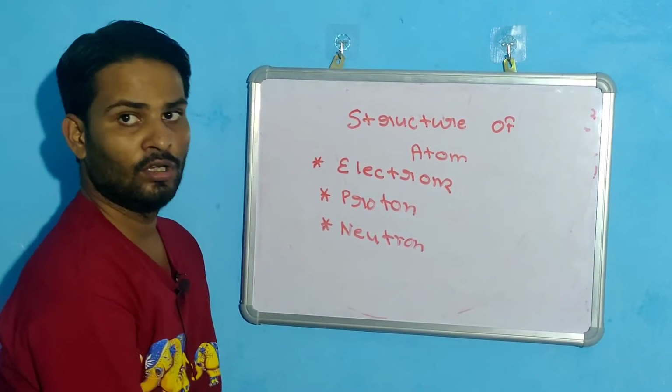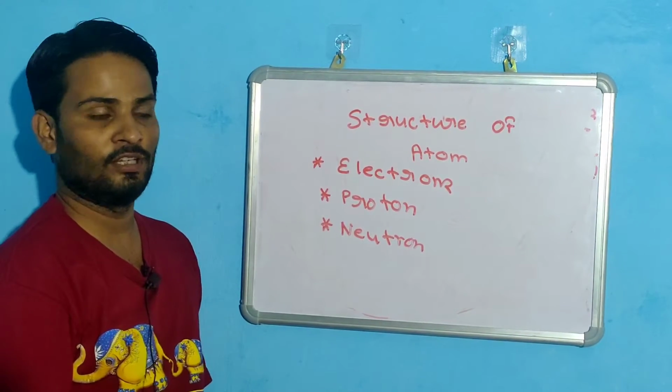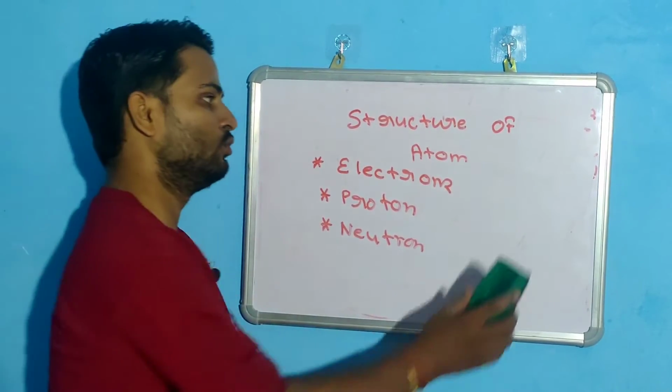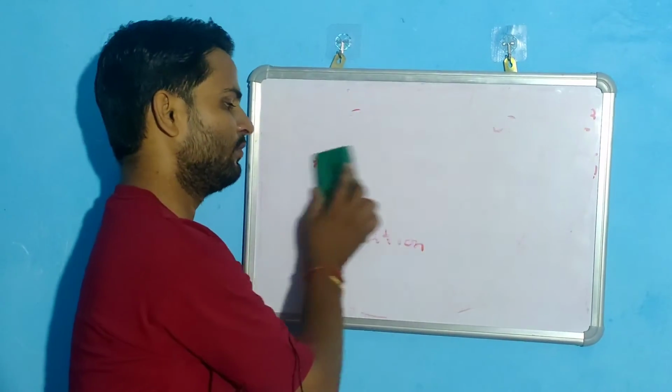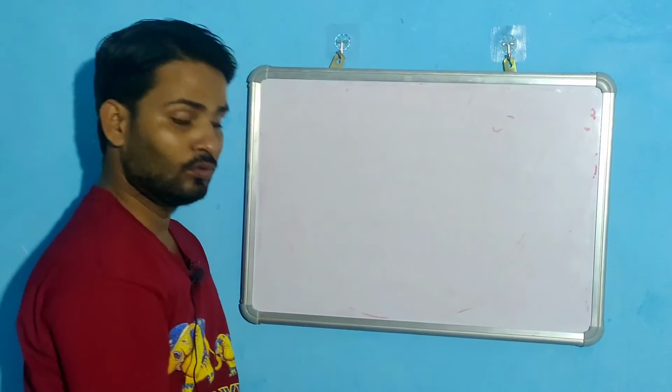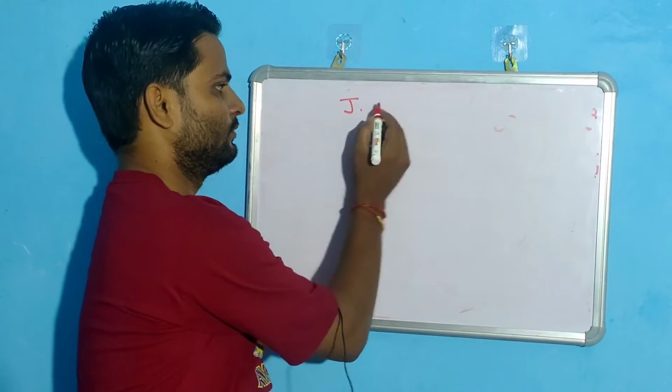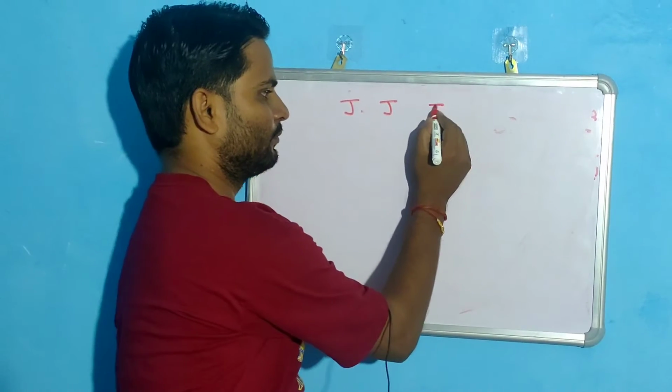Now we will discuss the various models proposed by different scientists to define the structure of an atom. The first person who told about the structure of the atom was J.J. Thomson.